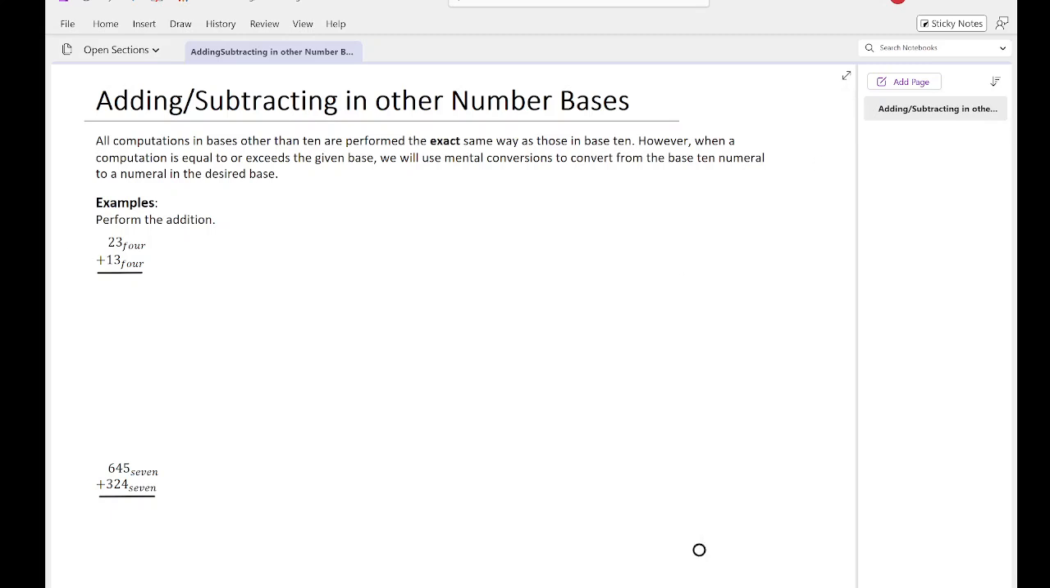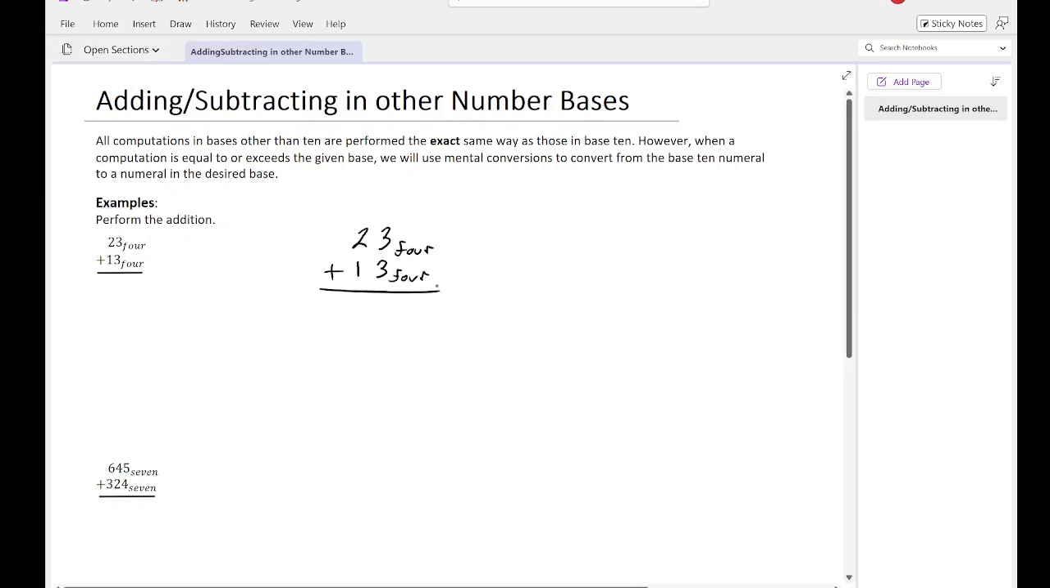We have 2 3 base 4, not 23, it's 2 3 base 4 plus 1 3 base 4. So I'm just going to take this off to the side so we can see it a little bit nicer. So 2 3 base 4 plus 1 3 base 4. Do I really need to write the 4s there? Maybe not. I can probably do it in my head, but I like to keep the 4s there so I can use it as reference material. Again, you will see. So we're just going to add like we normally do.